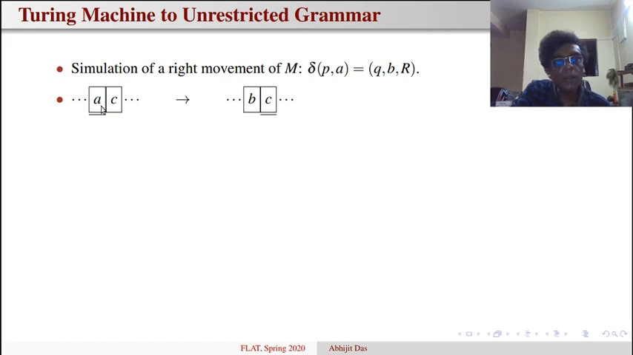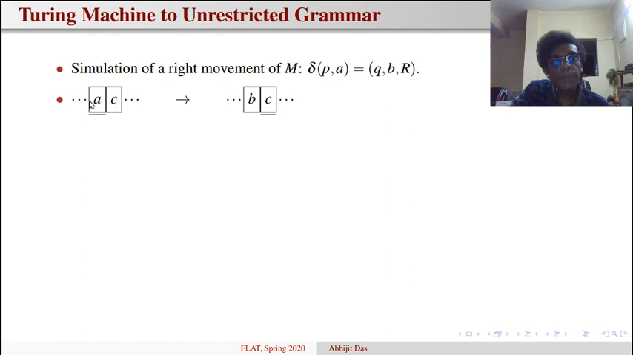A is the current symbol. This is what this underline says. The head is pointing to this. This is followed by some symbol C. After this movement, A will be replaced by B and the head will move from this position to this position. Okay. Now if I look at the configuration of this machine, this is something followed by P, followed by A, followed by C, and then something. The only local change that is made is something B, new state is Q, then C, something.